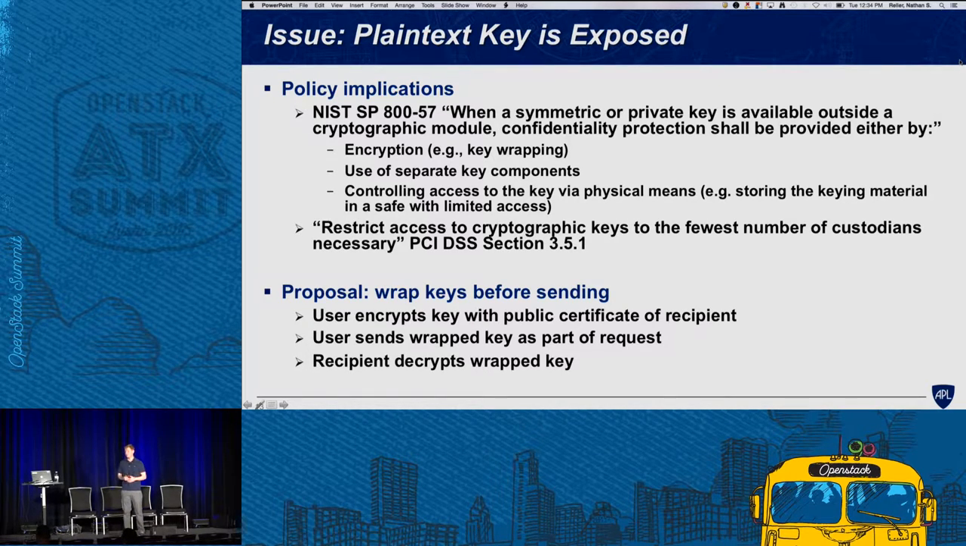So the obvious proposal, the way that this will likely go, I see, would be, well, let's wrap the keys before we send them. So the user will get the public certificate of the cloud provider or of the recipient. It's going to send the wrapped keys as part of that request. And then the recipient will decrypt it and then have access to the private key.